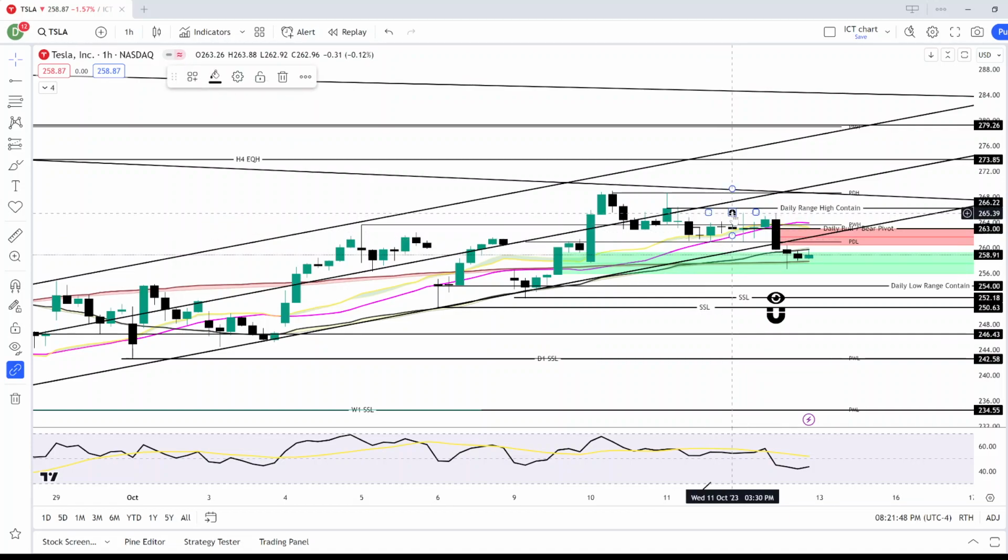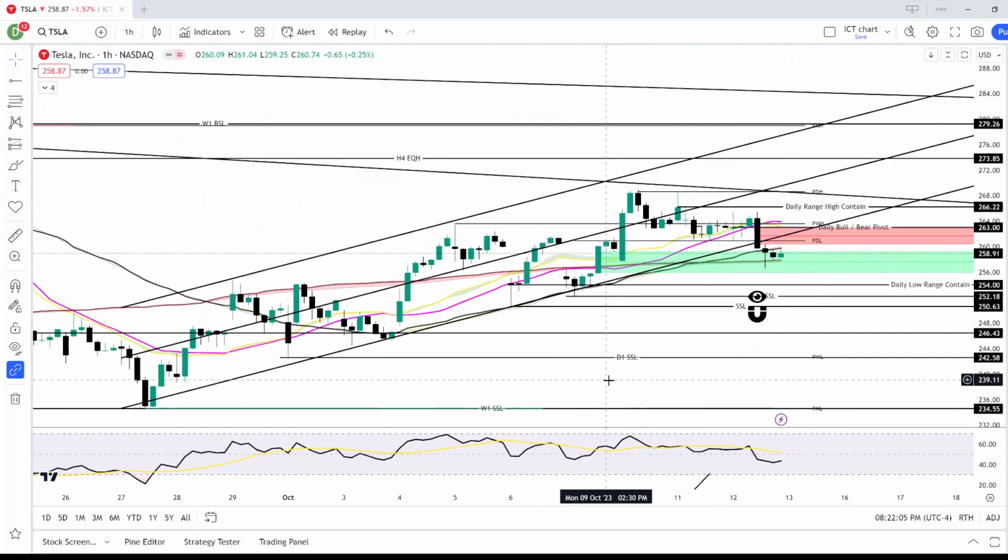Was looking for either continued distribution to the downside, right? Because we had consolidation in here, and then we had manipulation here, and then we started to get distribution, and then we were getting chopped around, and then we've gotten further distribution to the downside. So do we see more downside tomorrow?